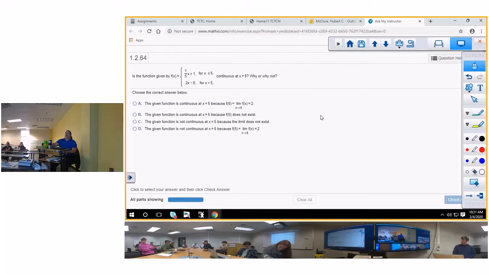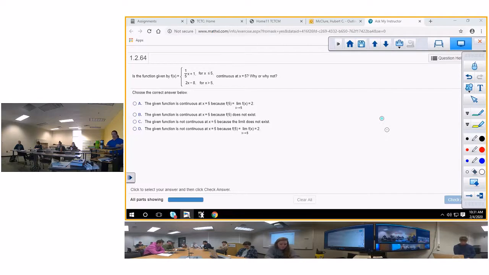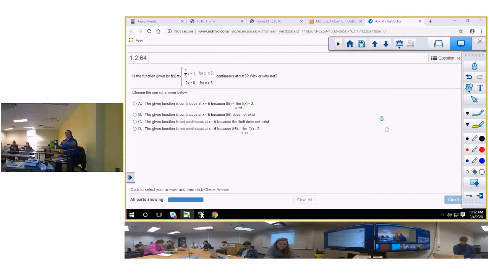This is a piecewise function. That means you need to graph it. So I want you to graph those two. This is a test question. So we're up to about 5 test questions now out of 20.